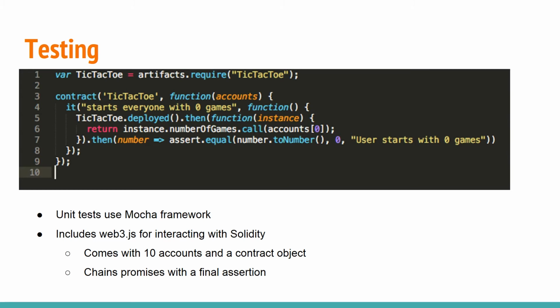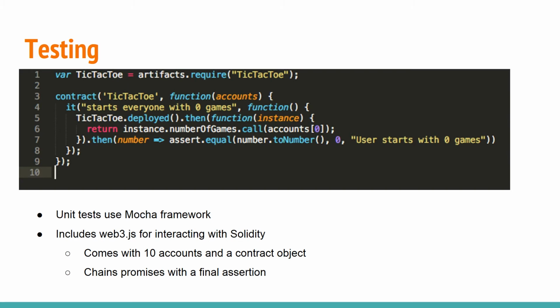In this case, it uses Mocha. So if you guys are using JavaScript, it's a pretty common framework. It looks a lot like RSpec for Ruby. All I know is JavaScript and RSpec, so that's as far as my analogies go. Instead of an overall sort of describe, it gives you a contract, and then each individual assertion is wrapped in an it function. So in this case, you're saying, hey, everybody starts with 0 games.